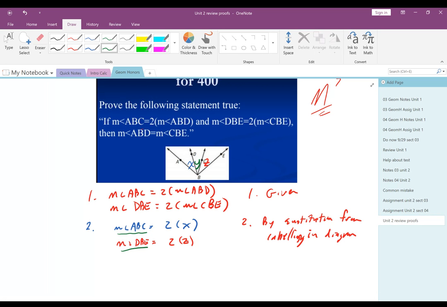So a lot of the proofs we've been doing in this unit are using angle addition. So angle addition, remember, is, for example, this angle ABC, which is my angle right here, has to be equal to the sum of the 2 angles that make it up, right? So I can go ahead and use that, and that might be useful because I've already got something about ABC, but I don't have it equal to anything except for 2x.